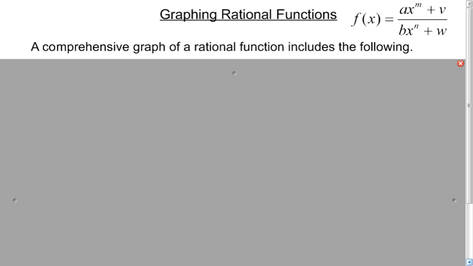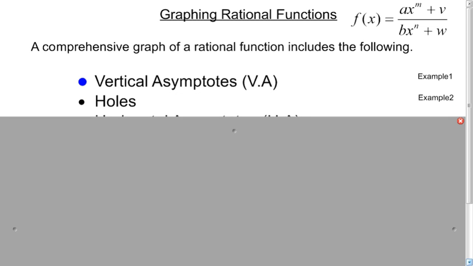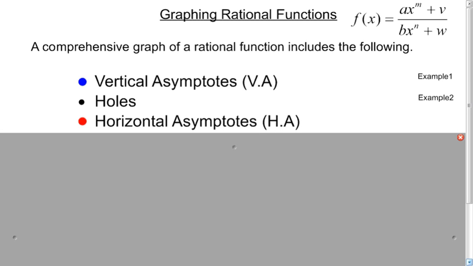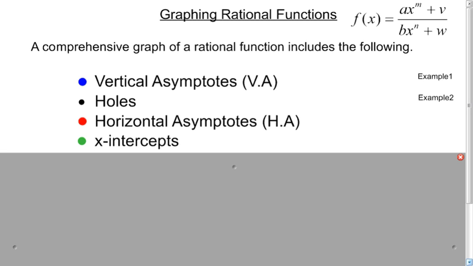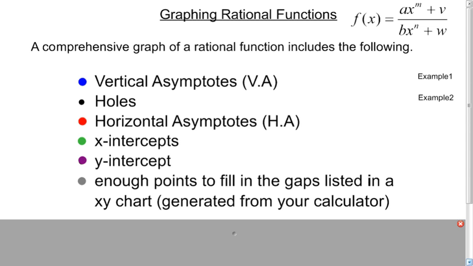A comprehensive graph of a rational function includes the following: one, vertical asymptotes. Two, any holes. I'm not going to do any examples in this video that have holes, but that's coming up, and you need to understand that they're very much related to vertical asymptotes. So look for that in the future. Horizontal asymptotes, again, something you should have had instruction on in class. X-intercepts, Y-intercept, and then we'll talk about generating enough points to fill in the gaps listed in an XY chart. And you'll generate that from your calculator.